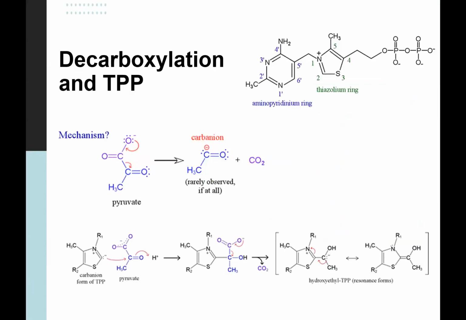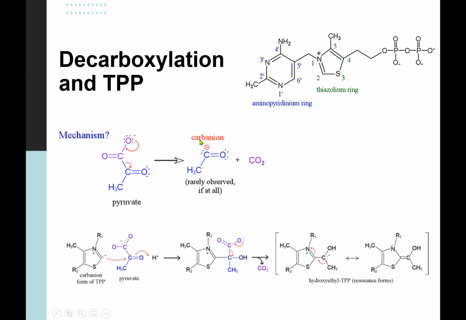Okay, so what is this TPP? This is the structure of TPP, and it's this thiazolium ring here that's going to be doing a lot of the chemistry. This whole thing here is thiamine, and what differentiates TPP from thiamine is the addition of these phosphate groups.